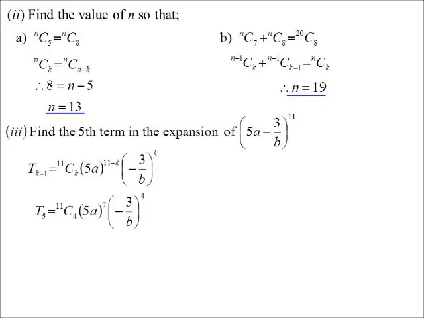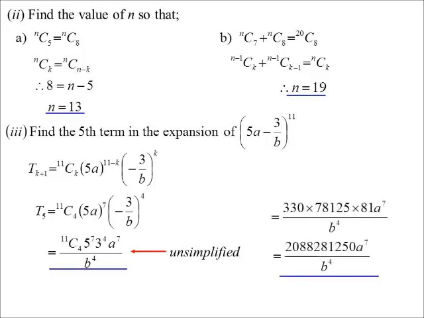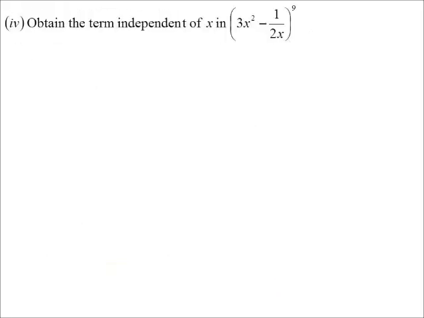So if I substitute 4 in for k, we get our 5th term, 11C4, 5 to the power of 7, negative 3 to the power of 4. Sometimes we leave them unsimplified. That would be an unsimplified answer. It's really big.